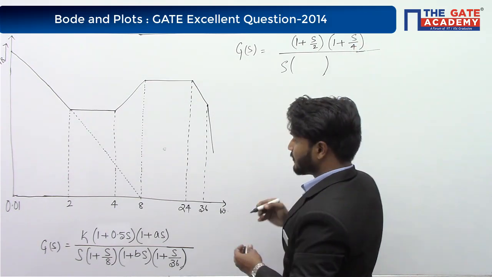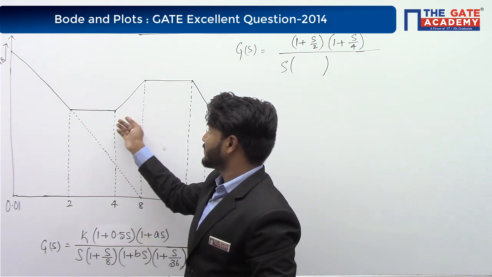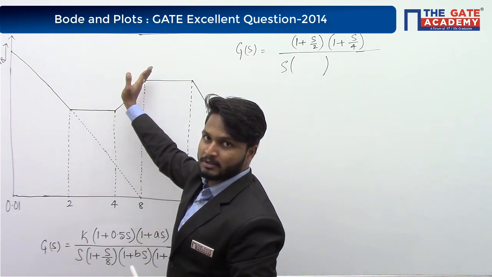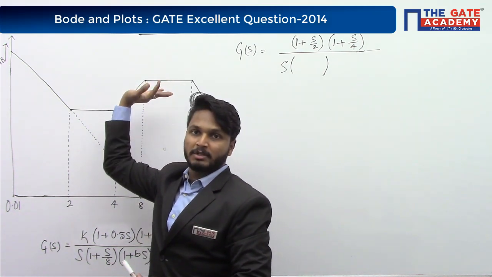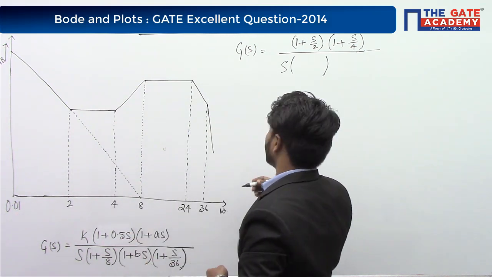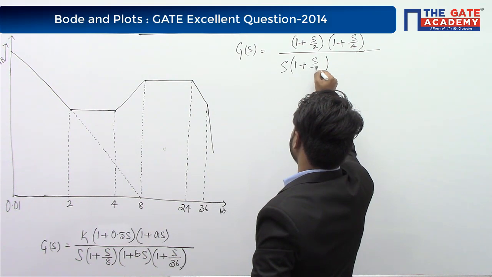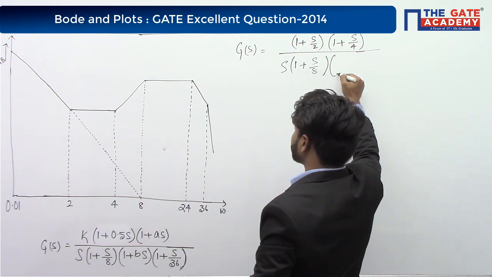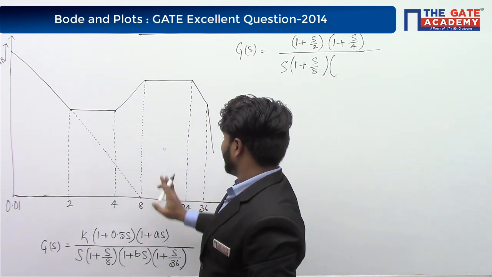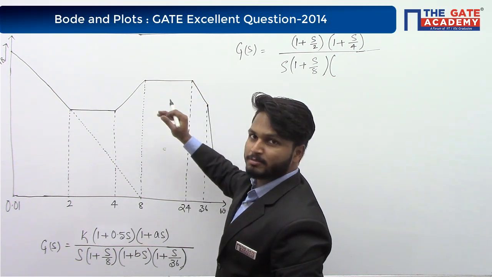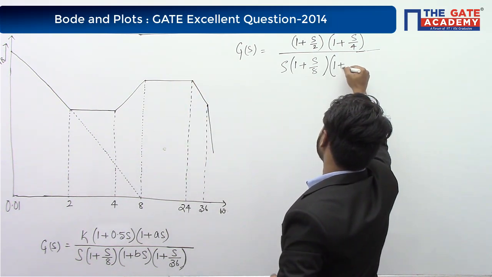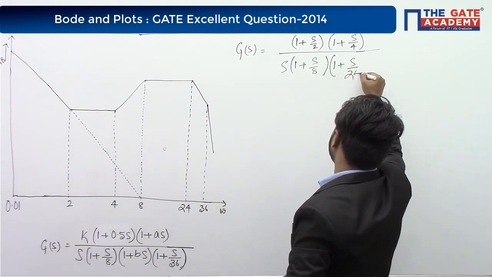And at 8, you can see the slope has decreased. The positive slope had become 0, which means the slope has decreased. Therefore, there is a pole at 8. Therefore, 1 plus s by 8 multiplied by, at 24 also the slope decreased, which means there is a pole, 1 plus s by 24.